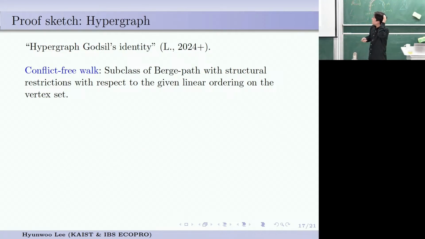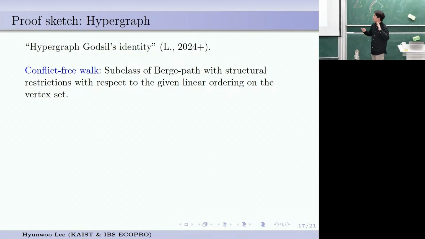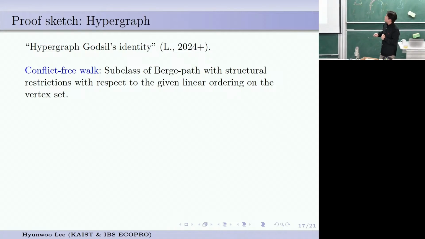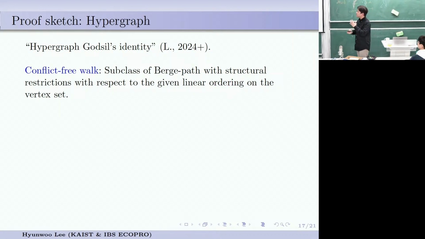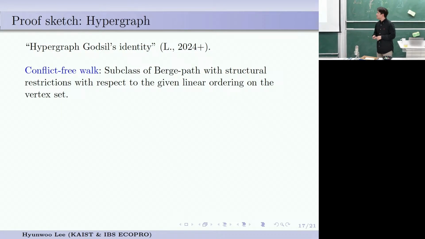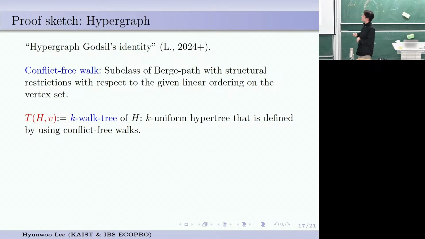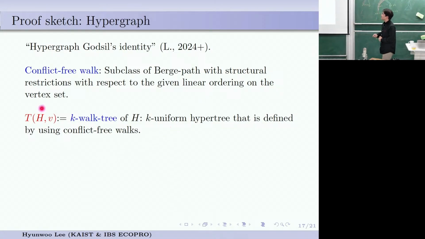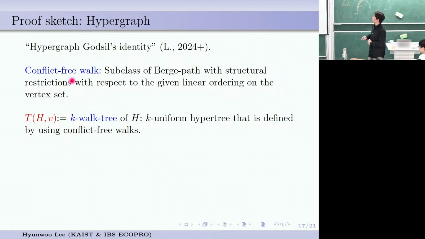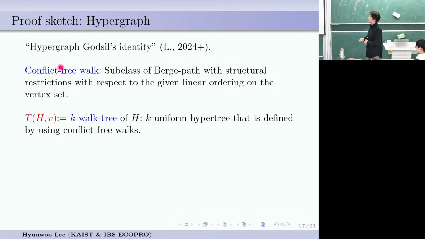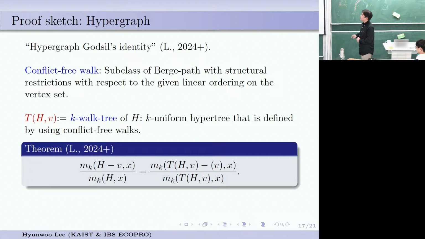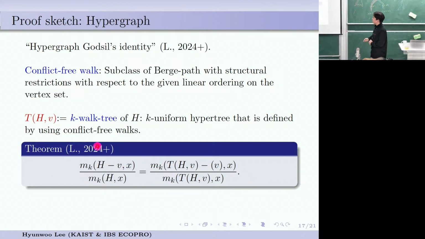The first one is the conflict-free walk, which is a subclass of the Berge path with some more structural restrictions, and these structural restrictions depend on an already given linear ordering on the vertex set. So it is basically the Berge path, but with more restricted structural properties. Based on this conflict-free walk, we can define the k-walk tree, which is the k-uniform hypergraph analog of the path tree. And our theorem, last year's theorem, is that we have the hypergraph analog of Godsil's identity with exactly the same form.